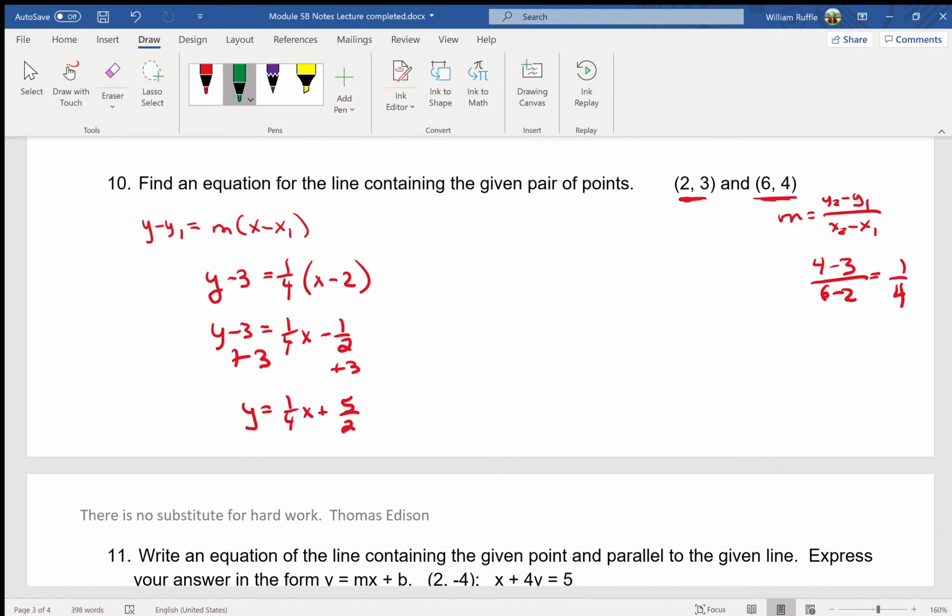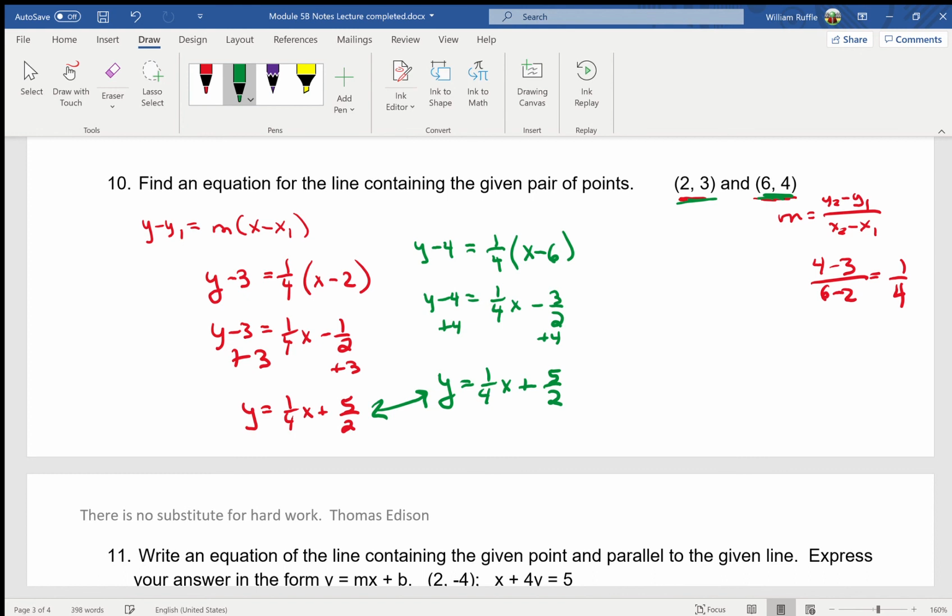Now I'm going to do this other one in green, and I should get the same equation here. My y value this time is y minus 4. My slope is still 1/4. Now it's x minus 6. So I have y minus 4 equals 1/4 x minus 3/2. I add 4 to each side. I get y equals 1/4 x plus 5/2. It's the same equation either way. You most certainly don't have to do this twice every time, but it does not matter which point you use. As long as you get the correct slope and you use one of these, you're fine.